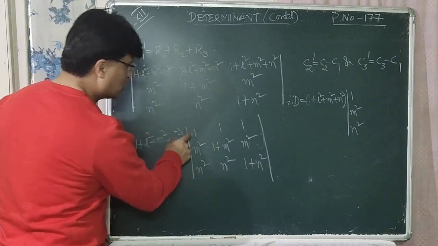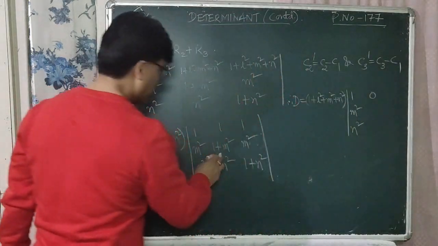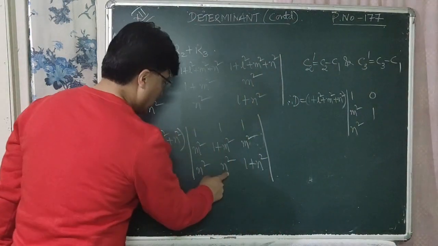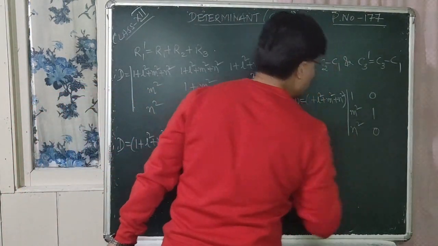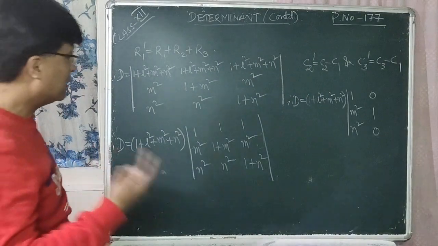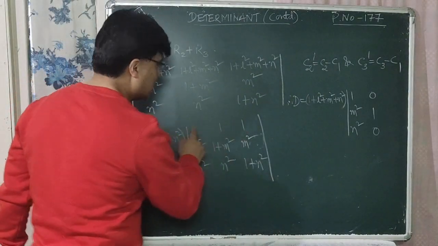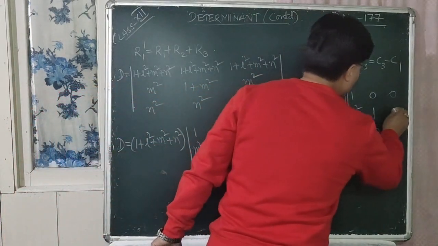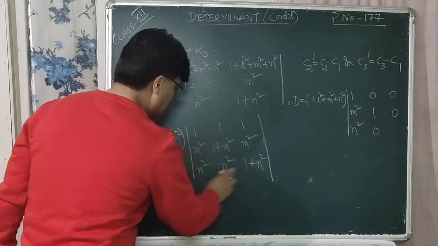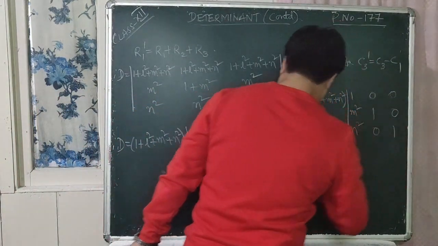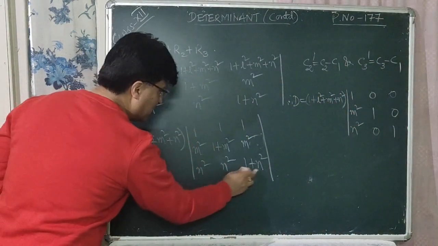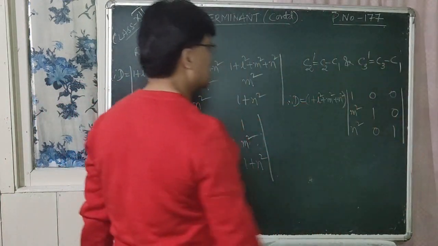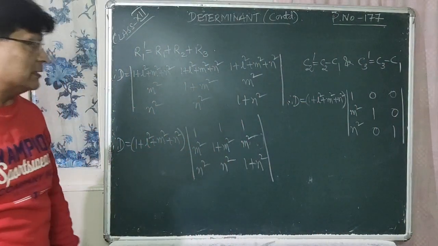Okay? This 1 minus 1 is 0. 1 plus m square minus m square is only 1. l square minus l square is always 0. Is that clear? And the next one is, again 1 minus 1, this is 0. m square minus m square, this is also 0. 1 plus n square minus n square gets cancelled, so you get 1 only. So this is the simplified determinant.